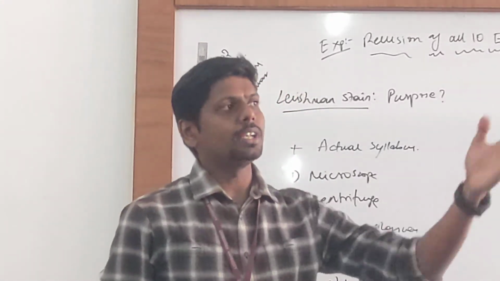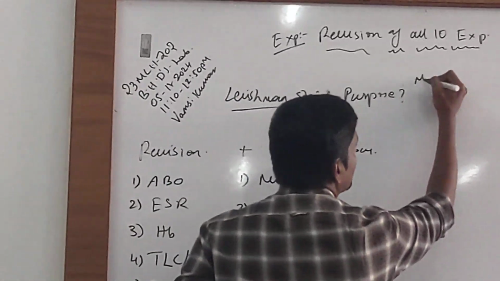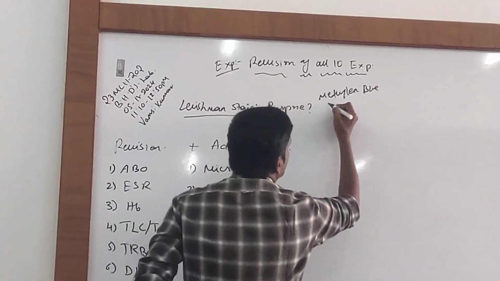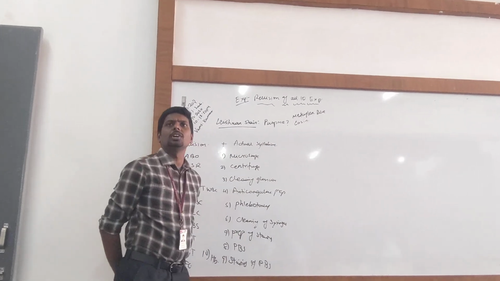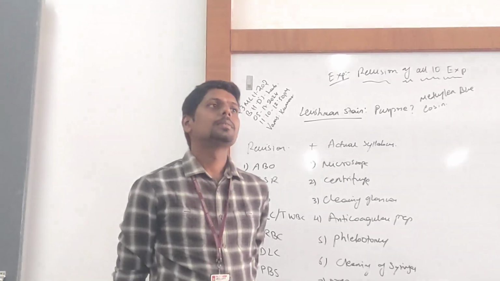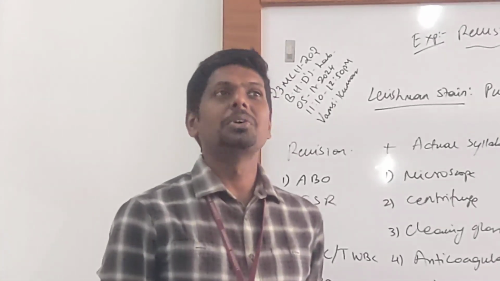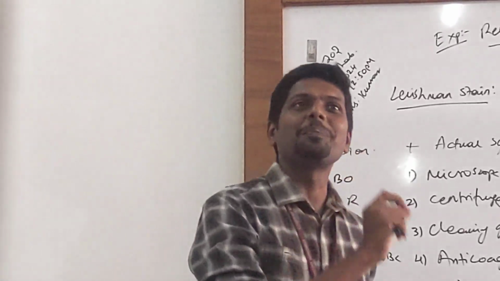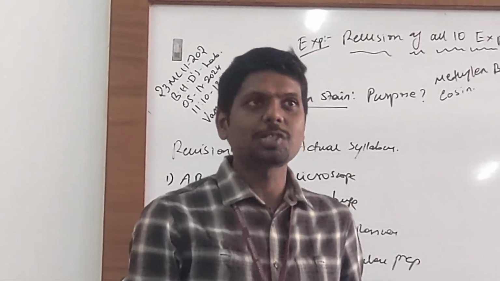Components. What are the components? Methylene blue and eosin. What is the purpose of your Leishman stain? Very good. That's the problem. What is the meaning of purpose? It's use. What is the use of Leishman stain?